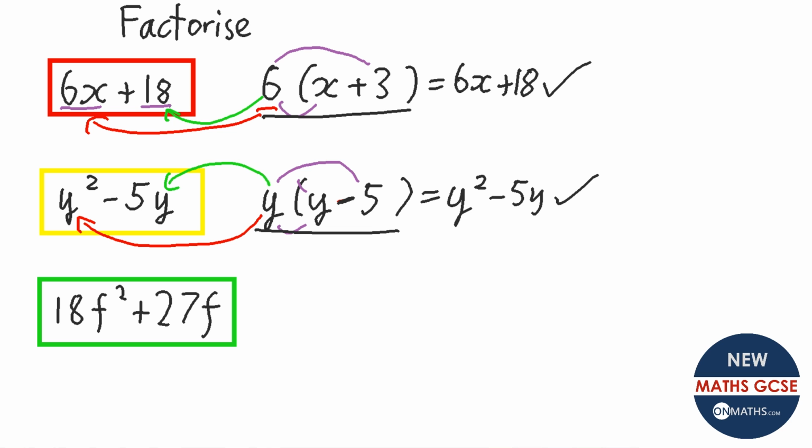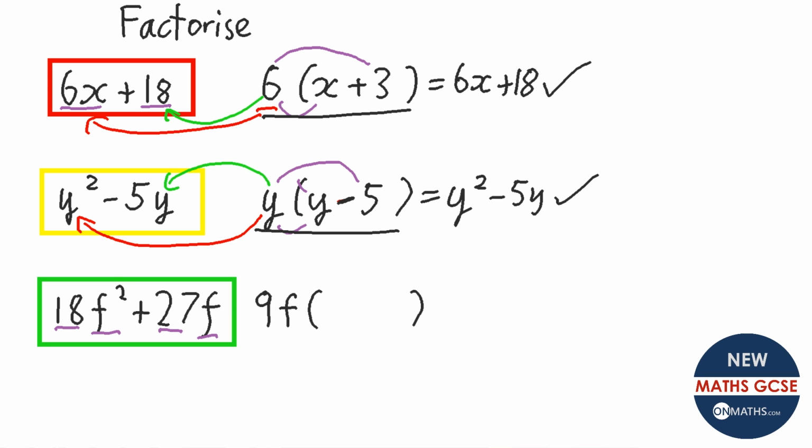Okay, last one. So we know this is going to be a harder one. Okay, let's get the brackets down. So this time it looks like we've got maybe a number and a letter. Okay, let's deal with the numbers first. 18 and 27. Well, they look familiar because they're both in the 9 times table. So it's going to be 9 on the outside. But we also have an f squared and an f. So I know that I'll be able to divide out an f.